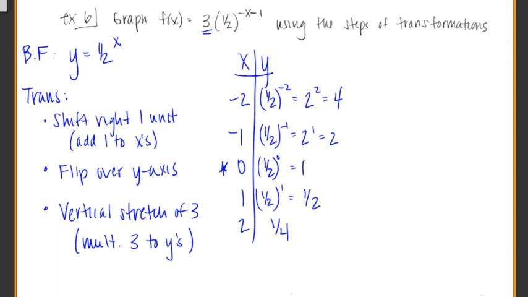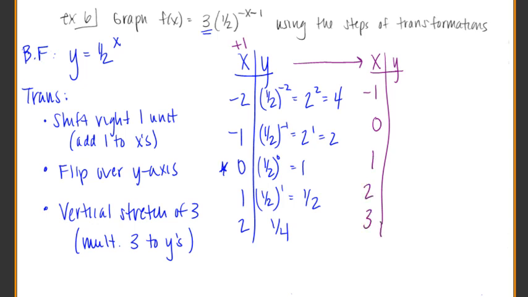Okay, so we've got our points. Let's see what kind of transformations we can make. So the first thing we're going to do is shift right 1 unit, so I'm going to add 1 to my x values. Flip over the y-axis, so that's going to have to be something different. Okay, let's just start here. Because when I flip over the x values, then I've got to switch the sign. I don't want to add 1 and then switch the signs all at once. That is too much to keep straight in the head. So adding 1 would be -1, 0, 1, 2, and 3. So 4, 2, 1, 1/2, and 1/4.